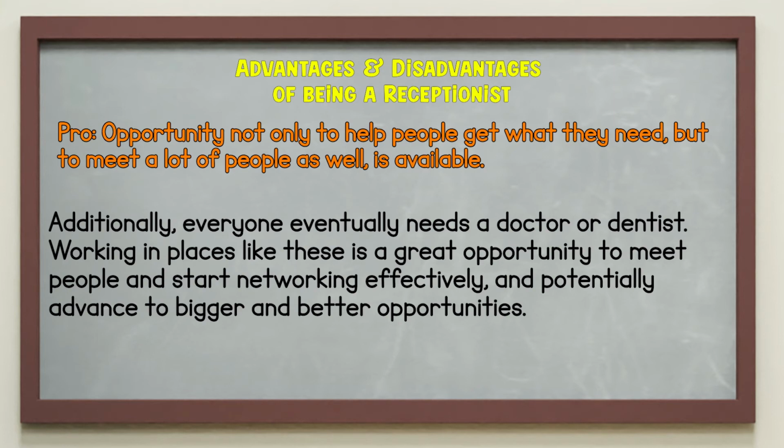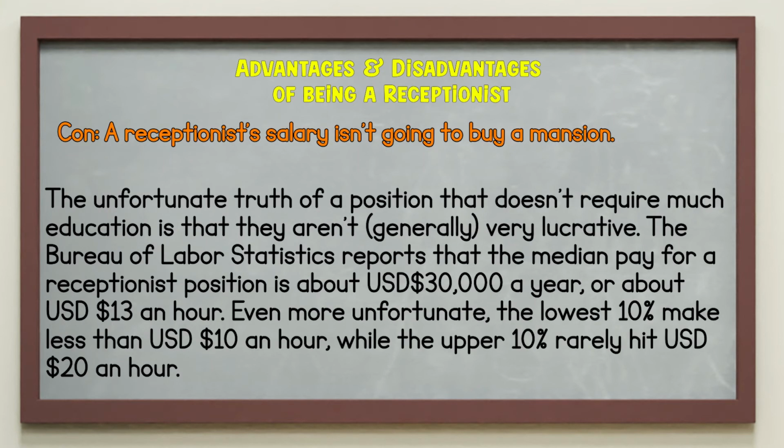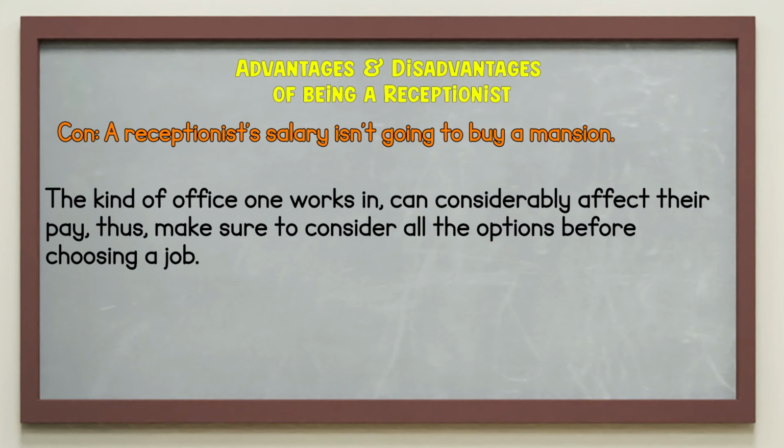Con, or disadvantage: a receptionist's salary isn't going to buy a mansion. The unfortunate truth of a position that doesn't require much education is that they aren't generally very lucrative. The Bureau of Labor Statistics reports that the median pay for a receptionist position is about USD 30,000 a year, or about USD $13 an hour. Even more unfortunate, the lowest 10% make less than USD $10 an hour, while the upper 10% rarely hit USD $20 an hour. The kind of office one works in can considerably affect their pay. Thus, make sure to consider all the options before choosing a job.